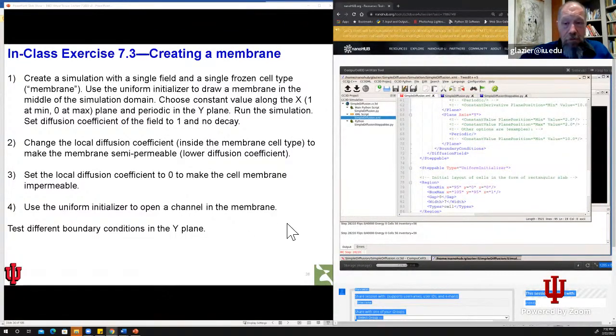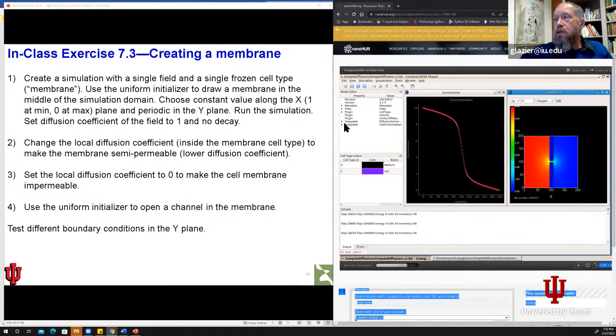Were people mostly able to get that to work? You were able to get a boundary? If you're able to get the boundary, then the thing to do is to see what happens when you change the diffusion constant across the boundary to make it leaky. That would be to change the diffusion constant of the cell. So here I'm going to make the cell have a little bit of leaking, the membrane be a little bit leaky.